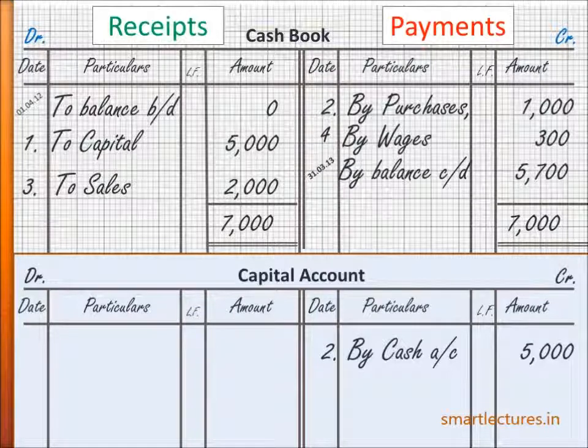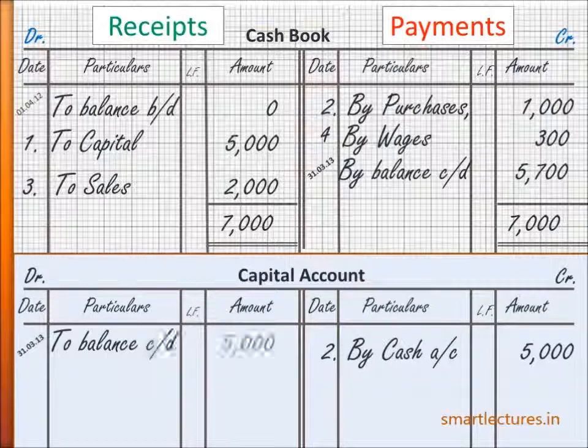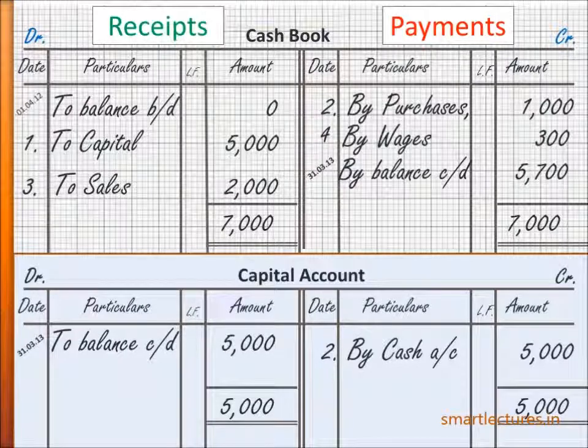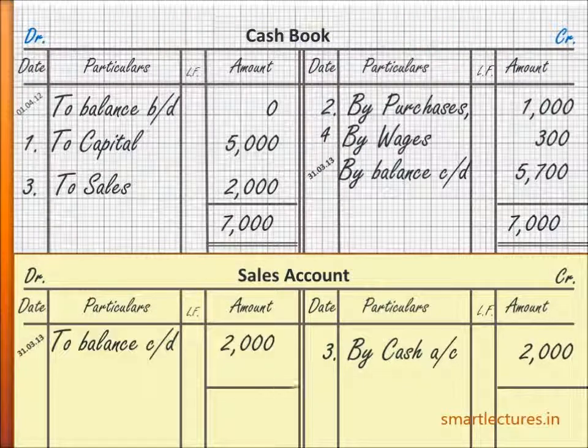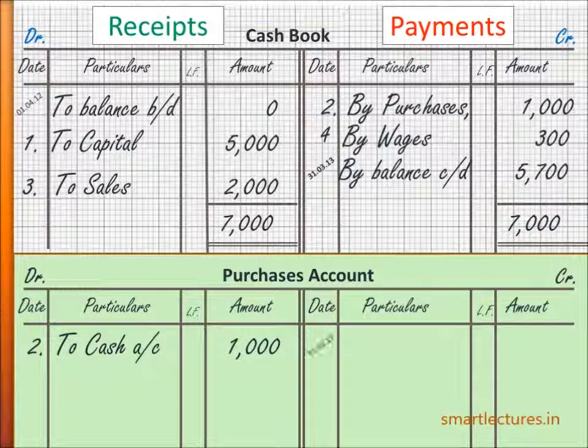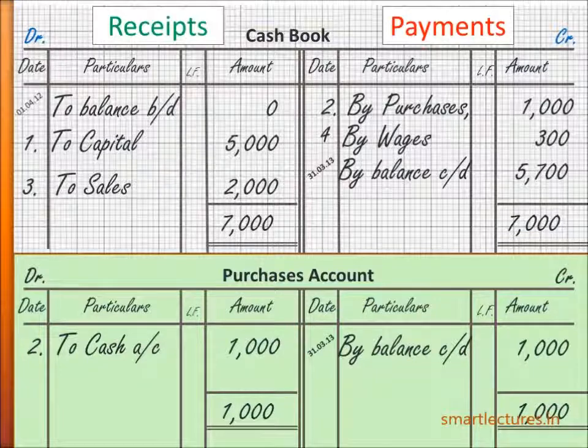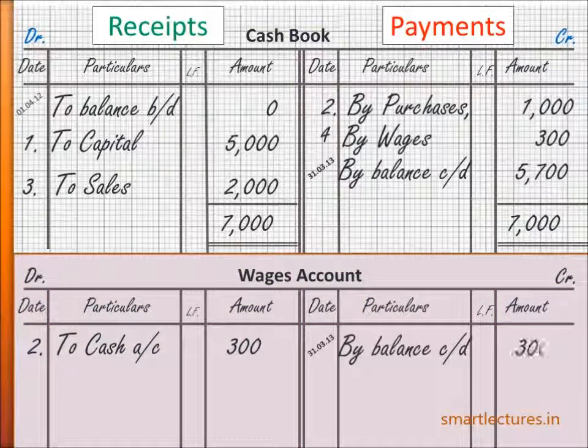So capital account is prepared. So we have to calculate now closing balances of each and every account. There are 4 accounts involved. So we have to calculate closing balance of each and every account. So in capital account, to balance CD rupees 5,000. In sales account, to balance CD rupees 2,000. In purchases account, by balance CD rupees 1,000. In wages account, by balance CD rupees 300.